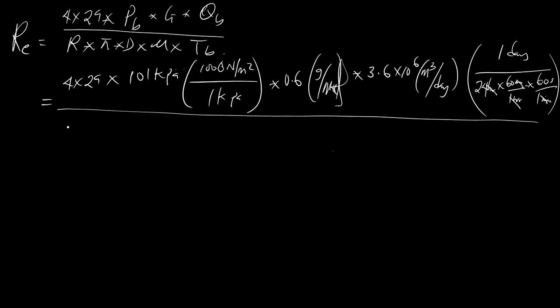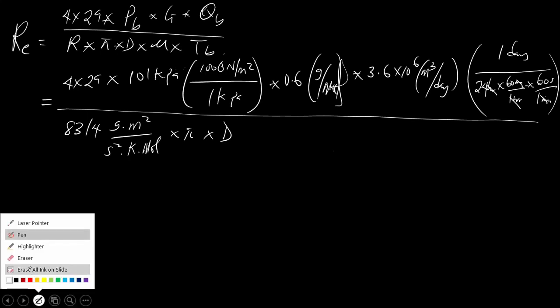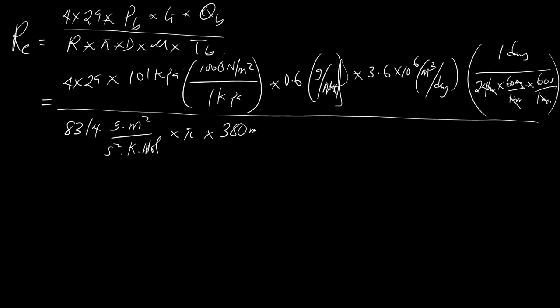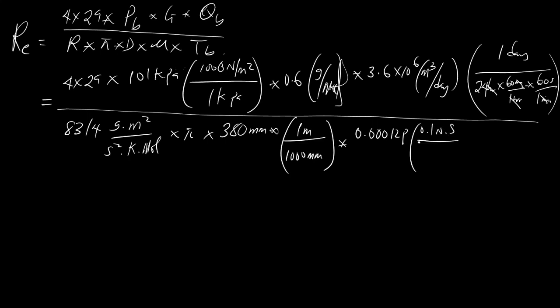This gas constant is 8314 grams times meter square divided by second square divided by Kelvin divided by mole. Now times pi times D, which is 380 millimeter. To change this millimeter to meter, 1 meter is equivalent to 1000 millimeter. Now we have the viscosity of the gas, which is 0.00012 poise, and 0.1 Newton seconds divided by meter square is equal to 1 poise.